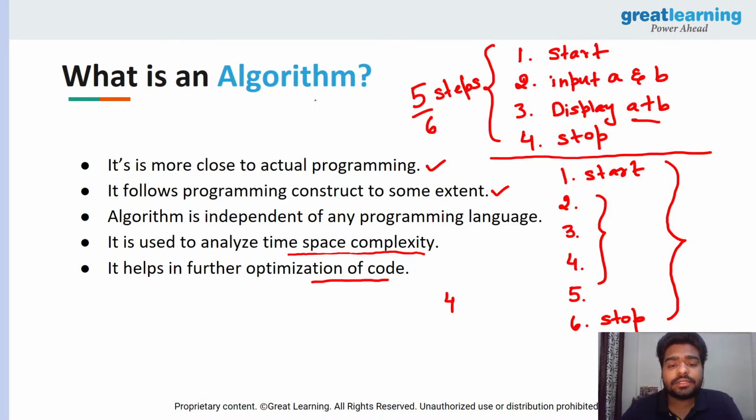So to begin with, you can write an algorithm for that particular problem. So how to find a prime number from 1 to 100? Write an algorithm of that. Write some 6 to 7 steps of that. Now you will have a better understanding of the steps you are going to go ahead with. Right? So that is why it's written, it helps in further optimization of code. So it makes your process very easy.